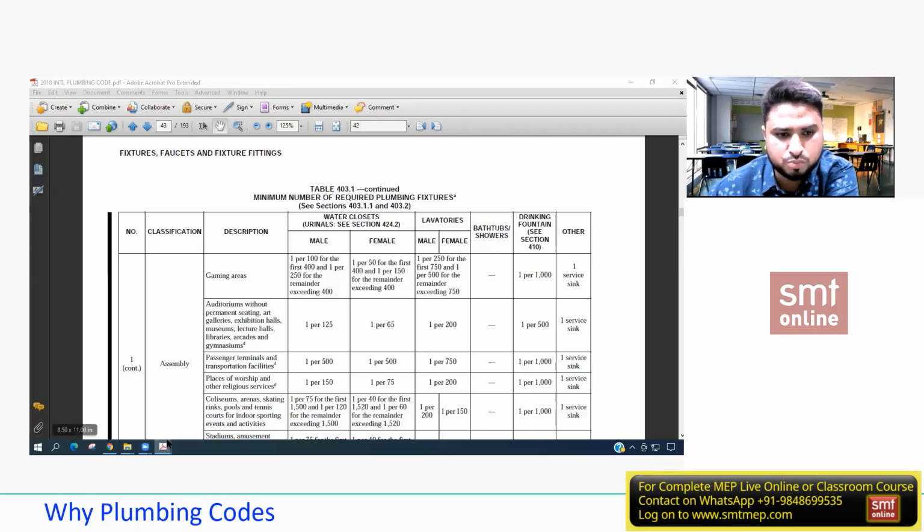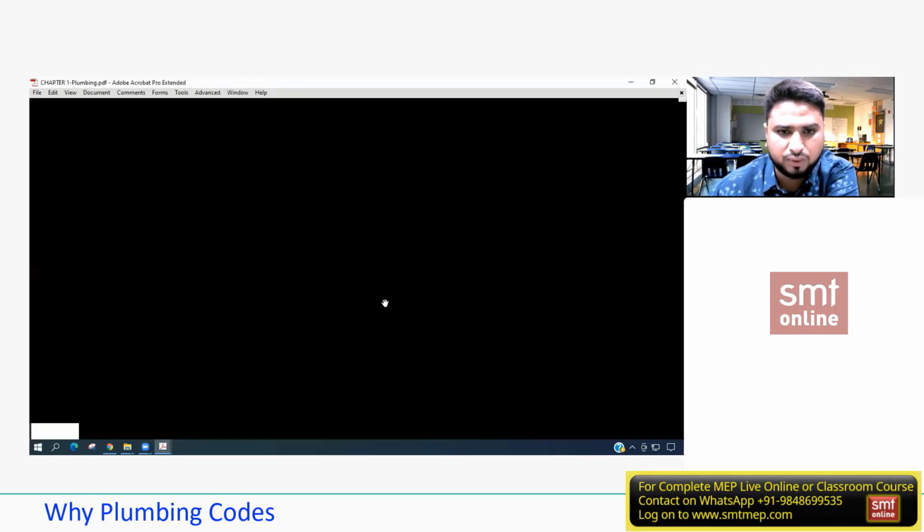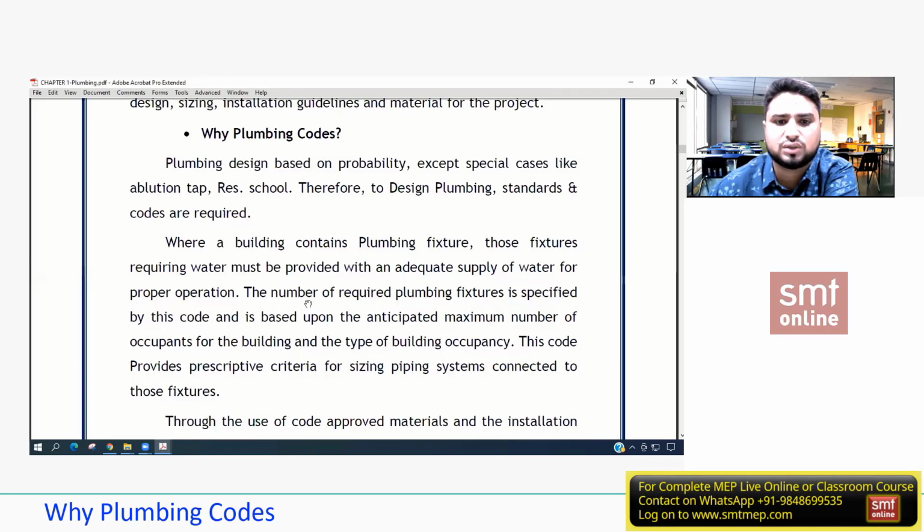So which point number was this? Anyone? This was where we found out the minimum number of plumbing fixtures required. Now there's one more thing. We have missed the first point, that is adequate supply of water for proper operation.